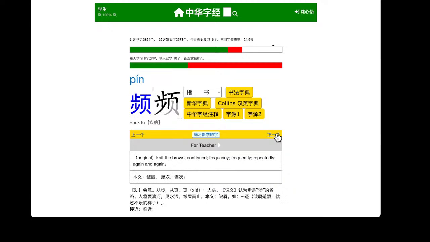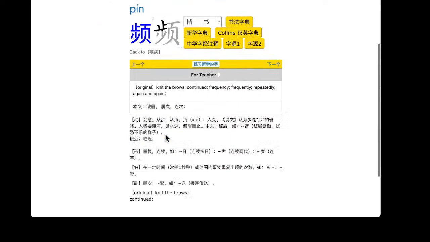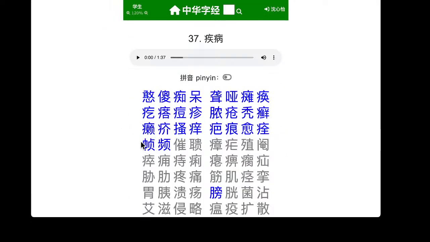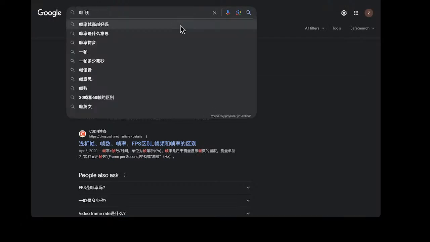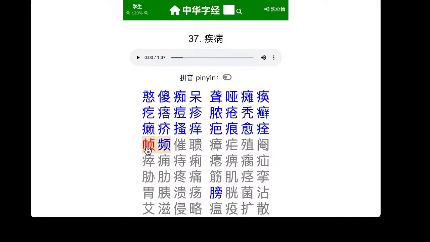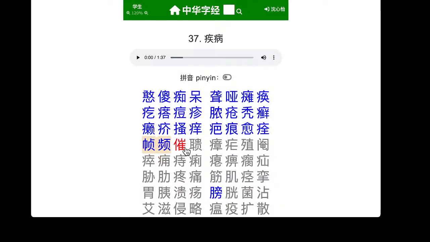So here, I guess 真评 would be not totally clear on that. Is this like a word? Yeah, okay, that's what I thought. If this is a frame and this is frequency, then you'd think that 真评 refers to a frame rate. What's that gotta do?